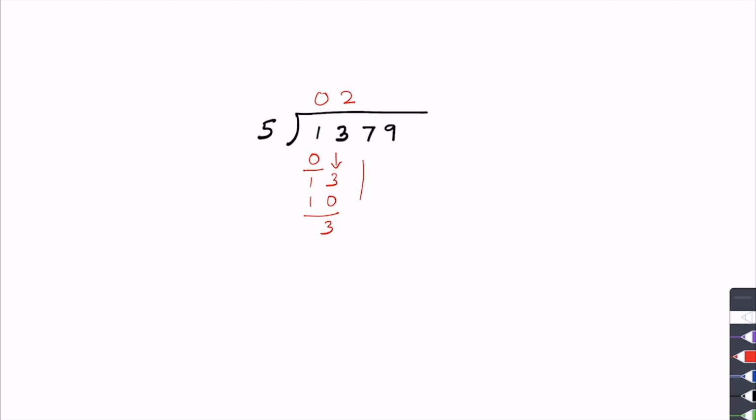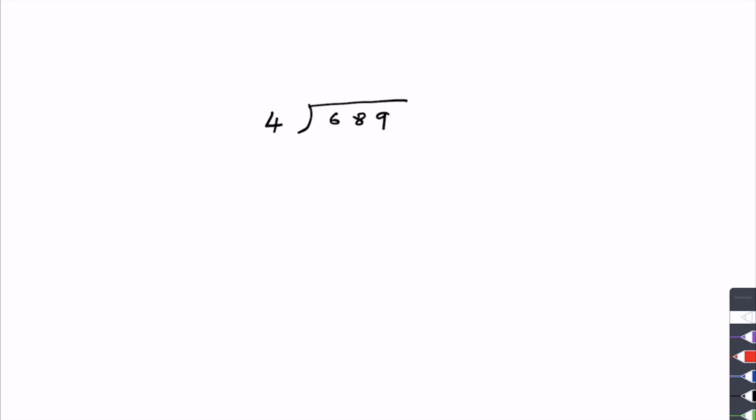We then pull down the 7. So we have 5's into 37, which is 7. 7 5's are 35. Remainder 2. Pull down my 9. 5's into 29 go 5, because 5 times 5 is 25, and I have a remainder of 4.